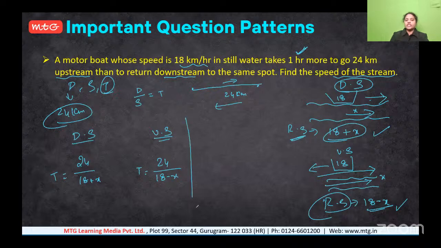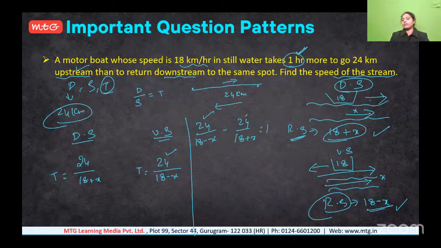अब क्वेश्चन क्या बता रही है हमें, क्वेश्चन ये कह रही है once the boat is in the still water takes 1 hour more in upstream than downstream. मतलब अपस्ट्रीम में डाउनस्ट्रीम से 1 घंटा ज्यादा लग रहा है. The simplest thing is the difference between upstream and downstream time is 1. अपस्ट्रीम में ज्यादा टाइम लग रहा है, डाउनस्ट्रीम में कम टाइम लग रहा है. कितना ज्यादा लग रहा है, 1 घंटा. So this is the equation that we are framing out of this question.